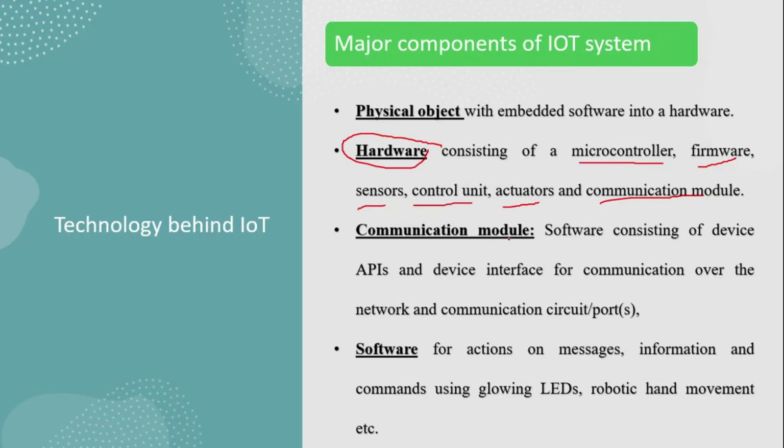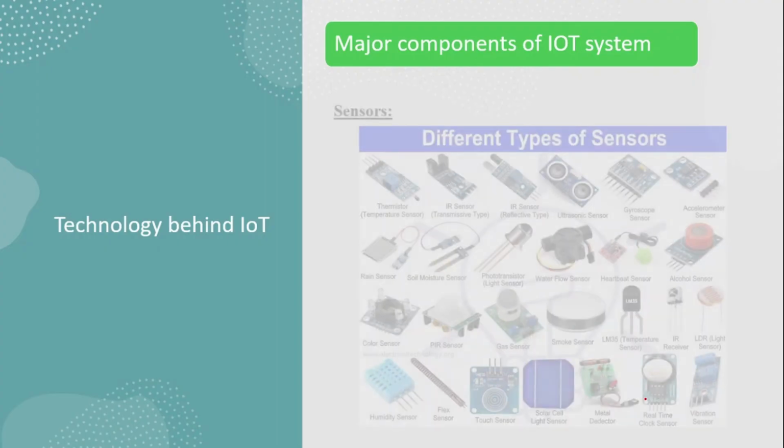And communication module. So we can use an interface for communication. Here we are establishing the communication in different networks, and we can use the software to develop different actions like messaging, commands, LEDs glowing, robotic arm, like that. So these are the different major components in an IoT system.